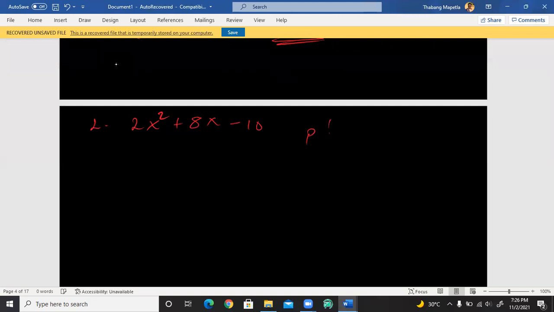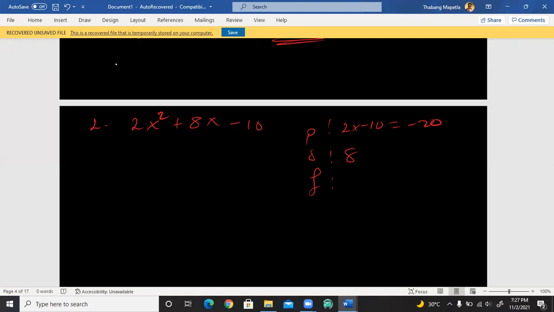Okay, what is the product here? The product is going to be 2 times negative 10, which is negative 20, right? Then what is the sum? The sum is going to be positive 8. So now the question is, what are factors of negative 20 which can give you positive 8 as a sum?